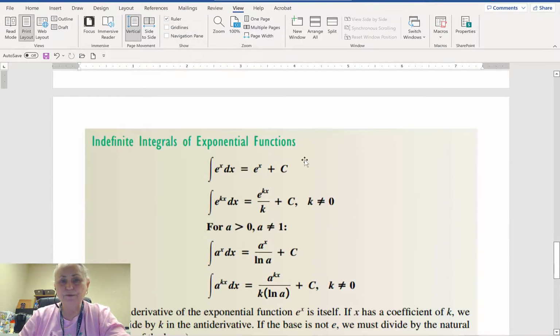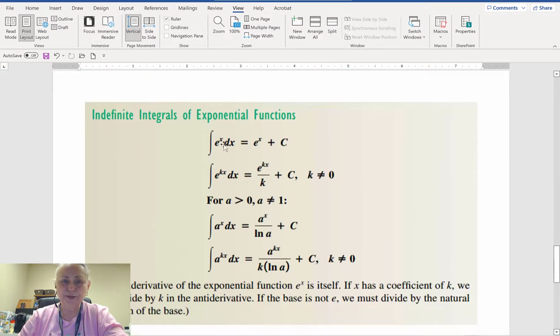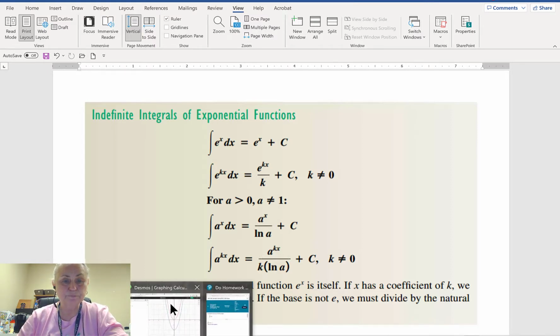All right. Now, exponential functions, okay? If you take the integral of e to the x dx, it's e to the x plus c. Just like when you take the derivative of e to the x, you get e to the x. When you take the integral of e to the x, you also get e to the x. But you have to remember to add the constant, because remember, let's go back to our graph.